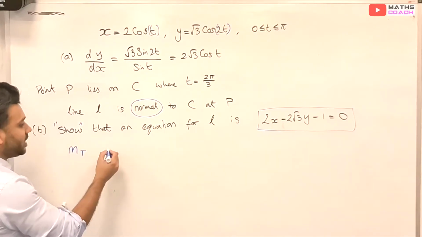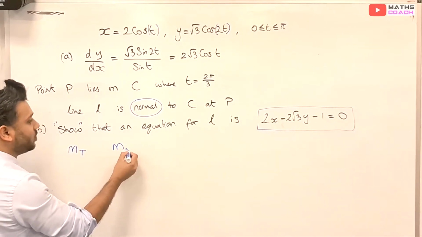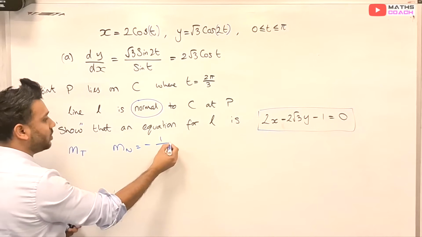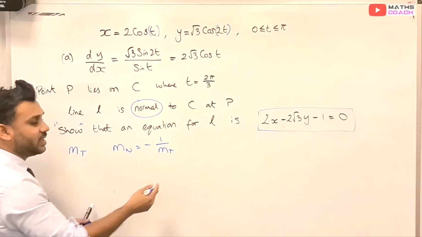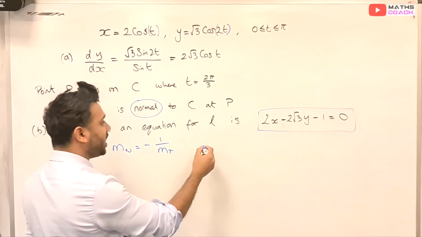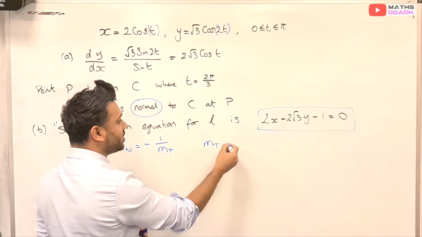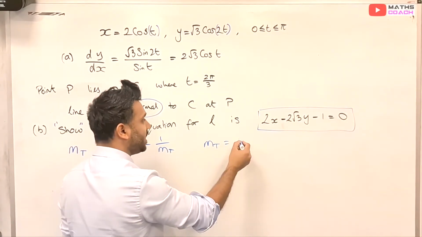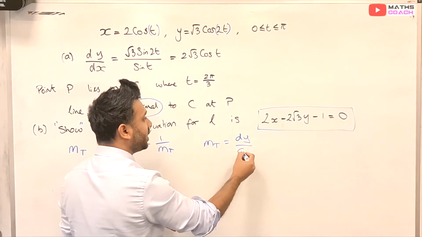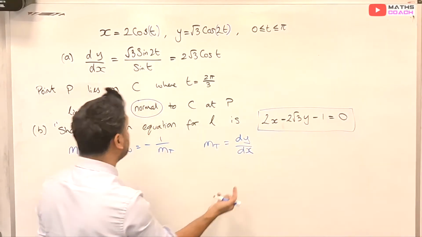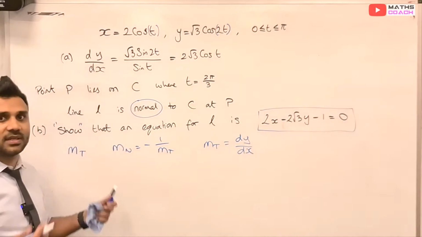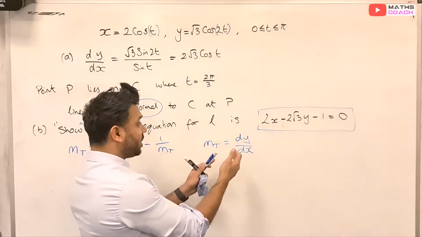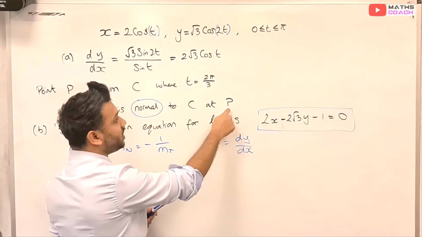And once you know what that is, the gradient of the normal will be the negative reciprocal of the gradient of the tangent. Now, the gradient of the tangent is the same as the gradient of the curve. And the gradient of the curve is given as dy by dx, and what did we do in part A? We worked out dy dx. Now we want to work out the gradient of the curve at point P.